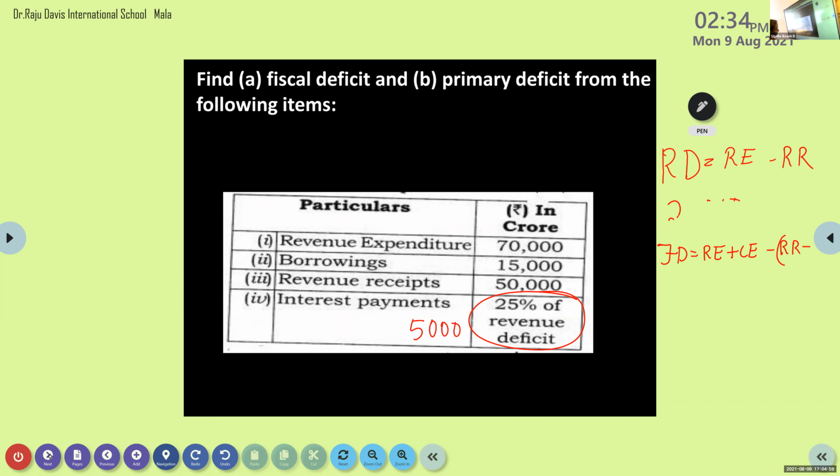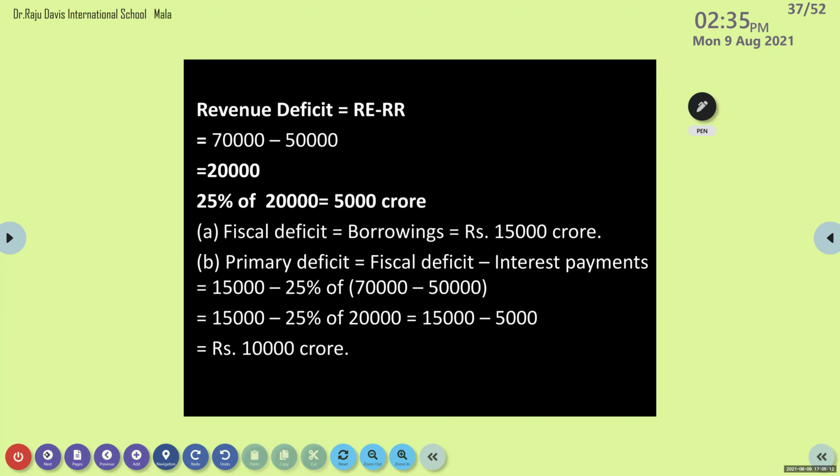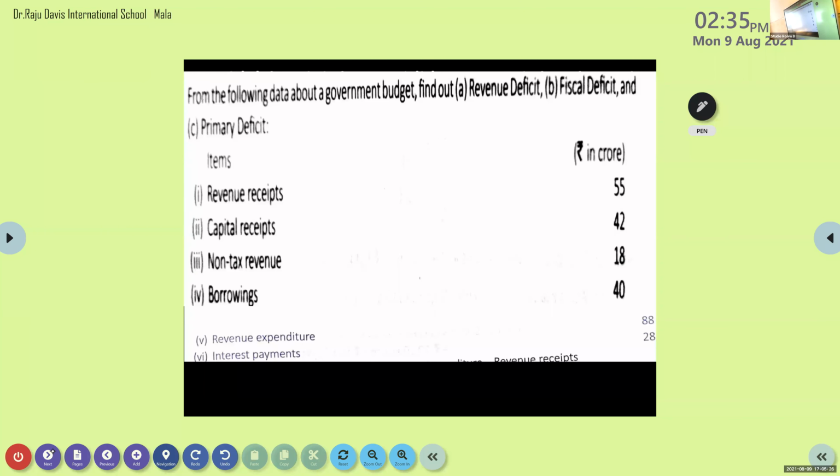How much did you get for primary deficit? 10,000. Okay. I hope this is clear for you. You can just see this, because these two are different pictures, that's why it's like that. Interest payments 28, yes.